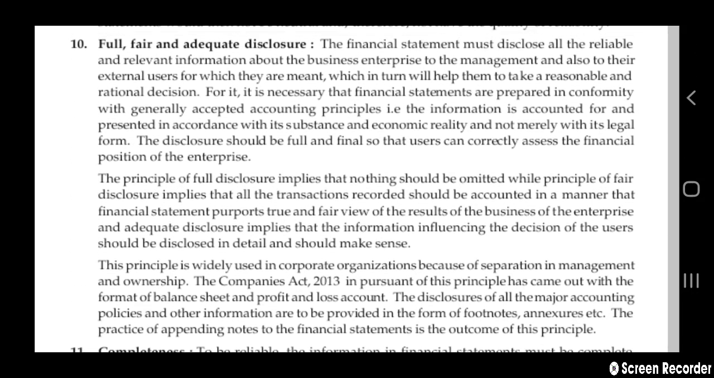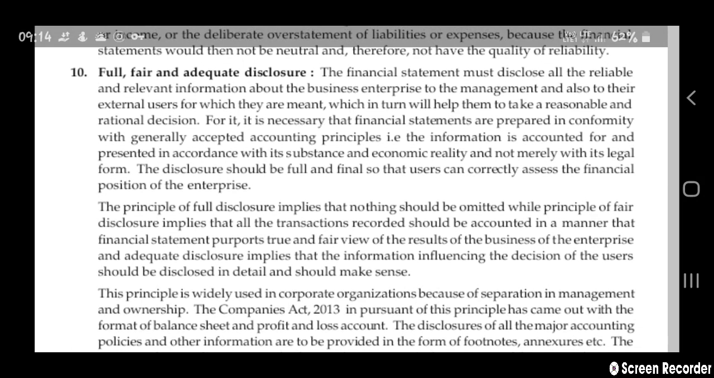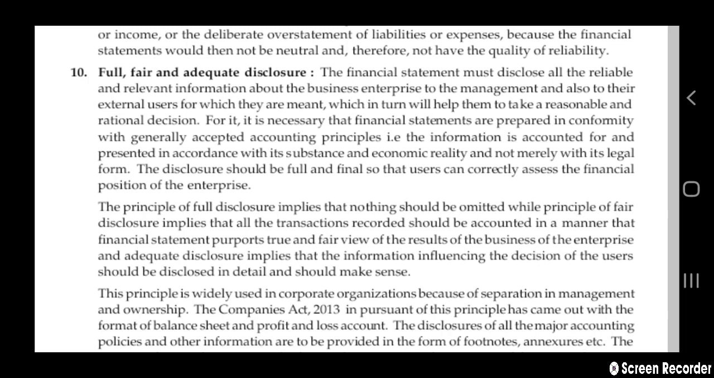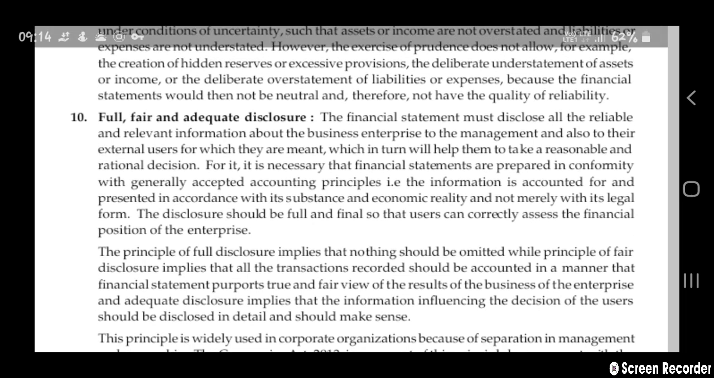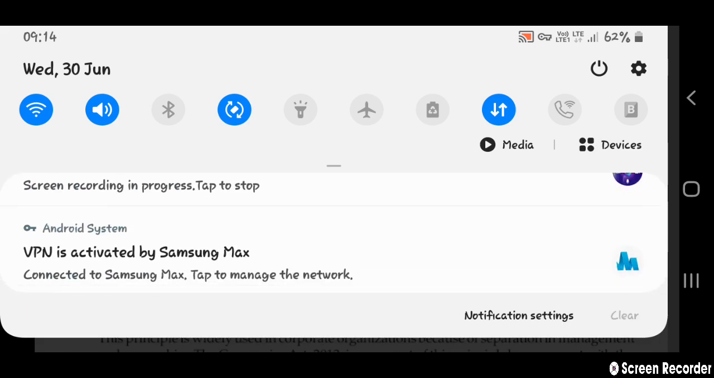So, full, fair and adequate disclosure. The financial statements must disclose all the reliable and relevant information about the business enterprise. They should disclose it to their management, and also to their external users, for whom they are meant. They should give all the information to them.